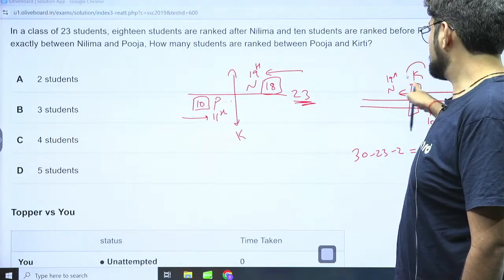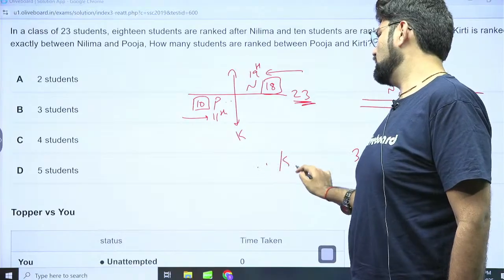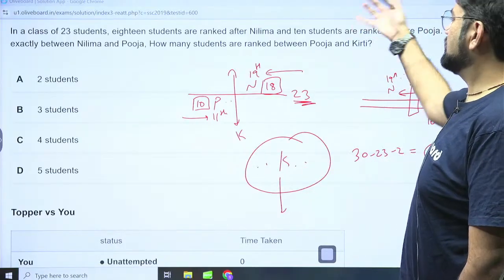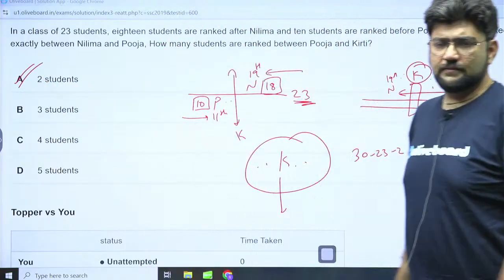So Kirti is, how many people here? 2 here, 2 here, total 5, no? Kirti, 2 here, 2 here. That's how you'll get 5 people. So this is Kirti's position. How many students are ranked between Pooja and Kirti? 2 people. That's it. That's simple.